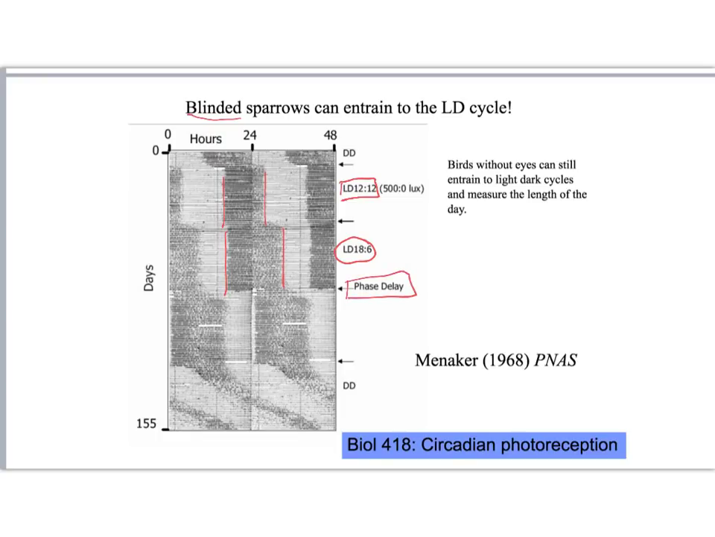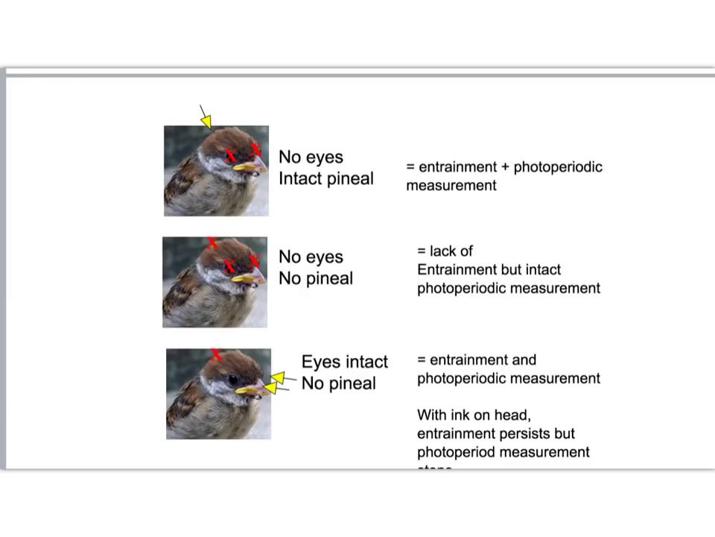They can also undergo phase delays, and this indeed represents real entrainment because they free run from that phase. So there's obviously no doubt that sparrows without eyes can actually entrain to the light-dark cycle, sorry. So how do they do it? Several experiments were done in sparrows to demonstrate that they have multiple photoreceptors in their brain.